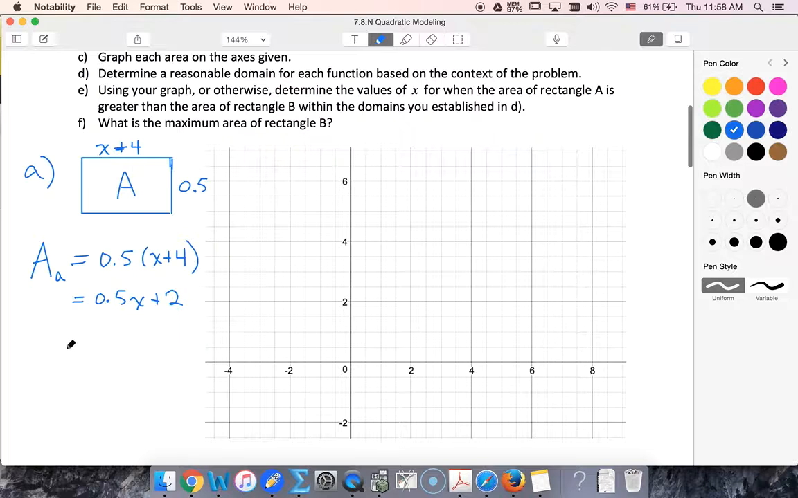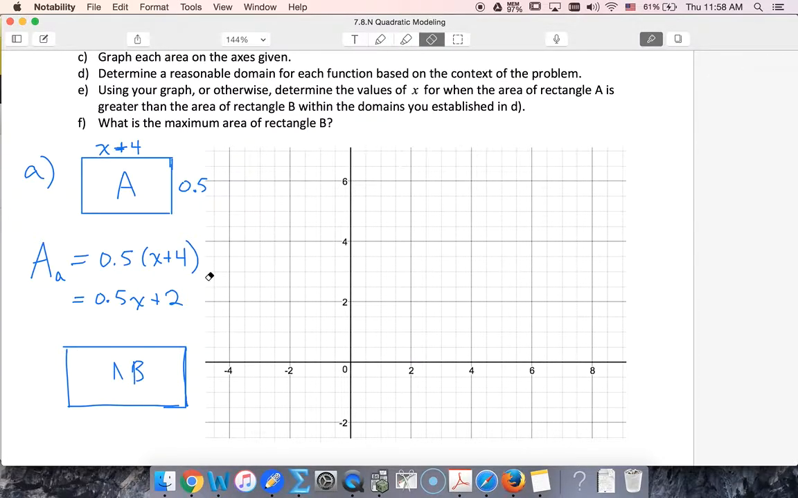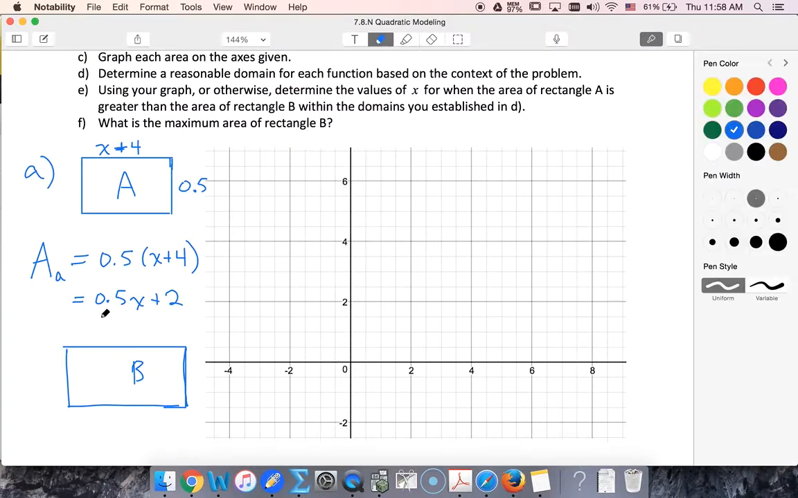For rectangle B, all right, so let me put in a better line here. All right, so rectangle B has two variable sides. One is 1 minus x, and the other one is x minus 6. So the area for rectangle B is going to be 1 minus x times x minus 6. And this one I'm not going to multiply out because I see it's a quadratic in root form.